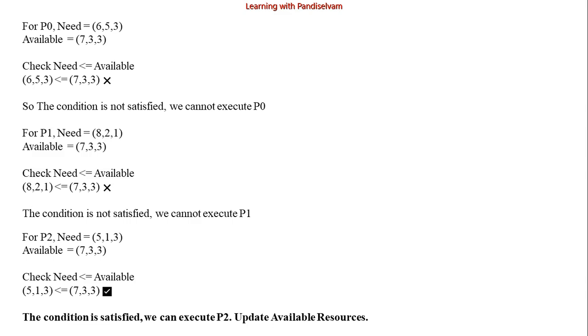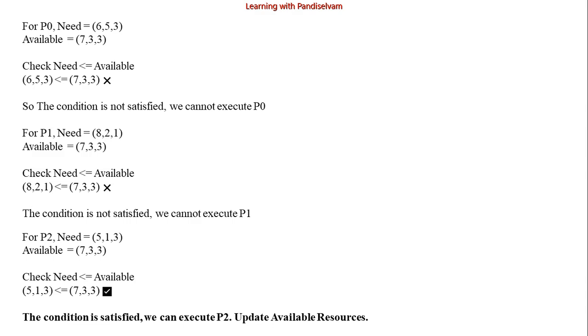Now, the need of P0 is 6, 5, 3. Available resources are 7, 3, 3. A and C resources are satisfied, but for B we need 2 more resources, so we can't proceed with P0. Same scenario is followed for P1 also.